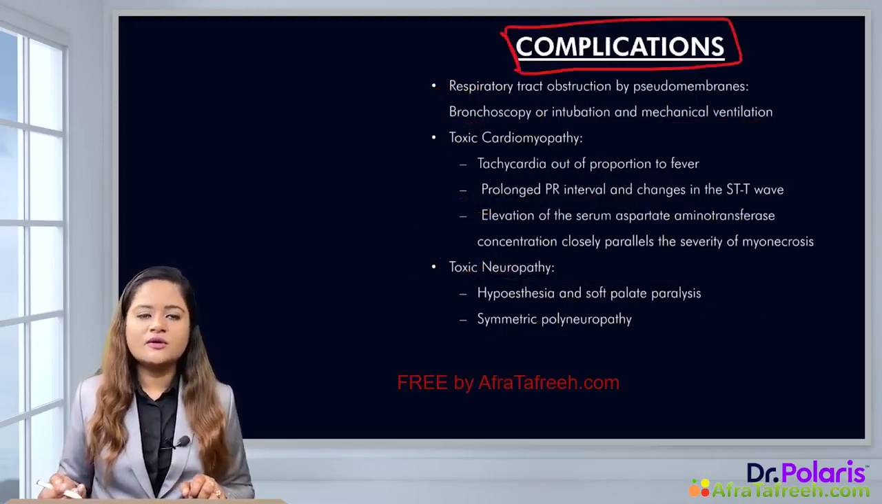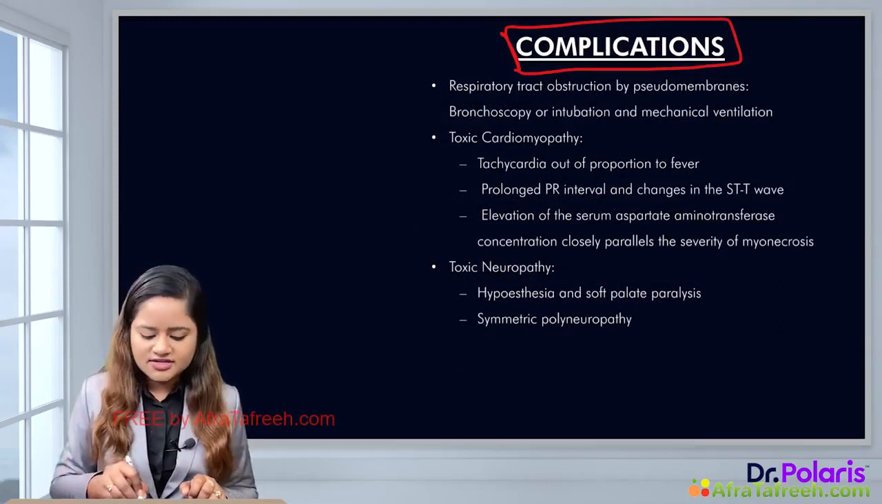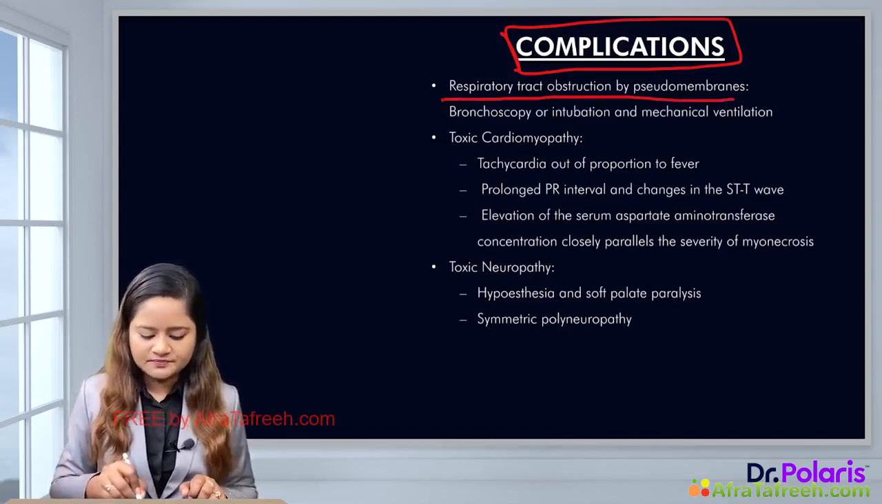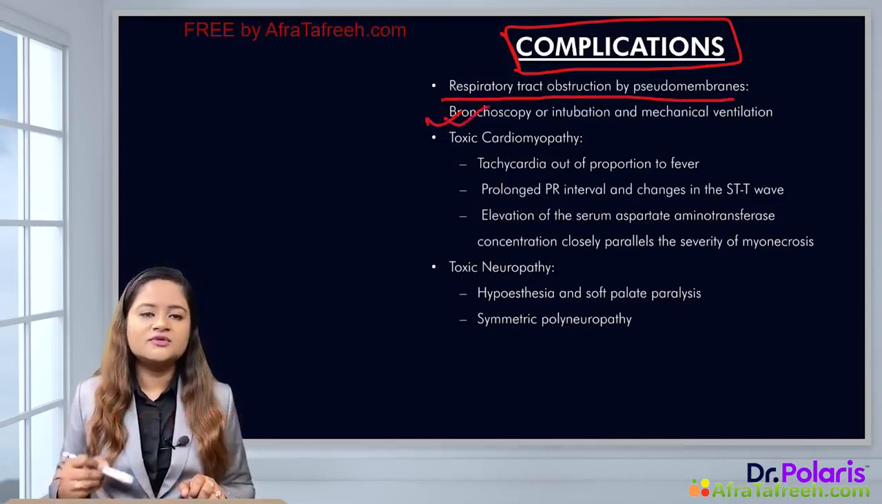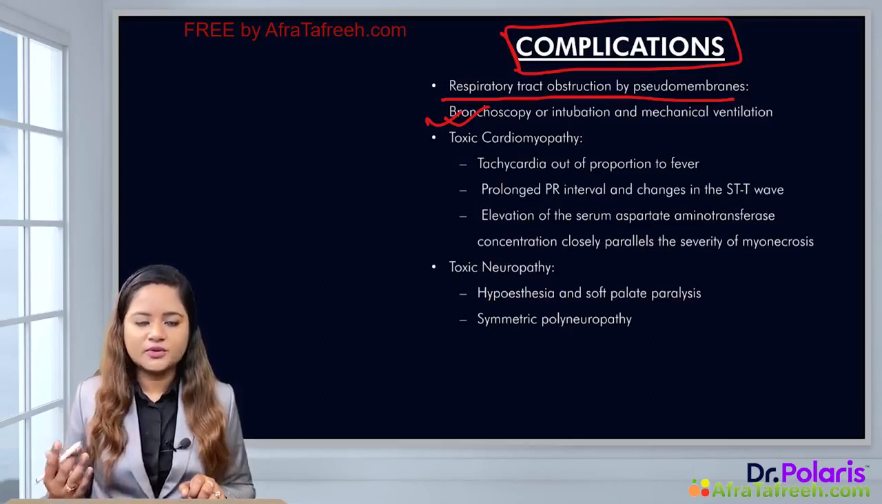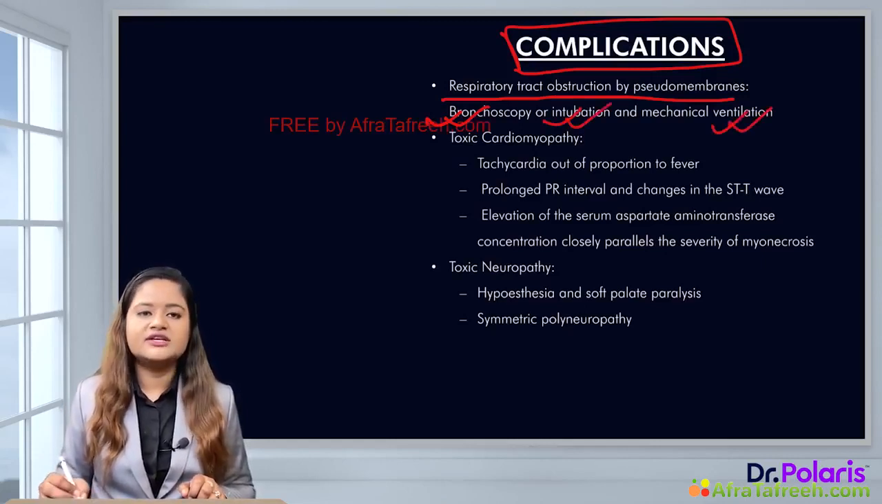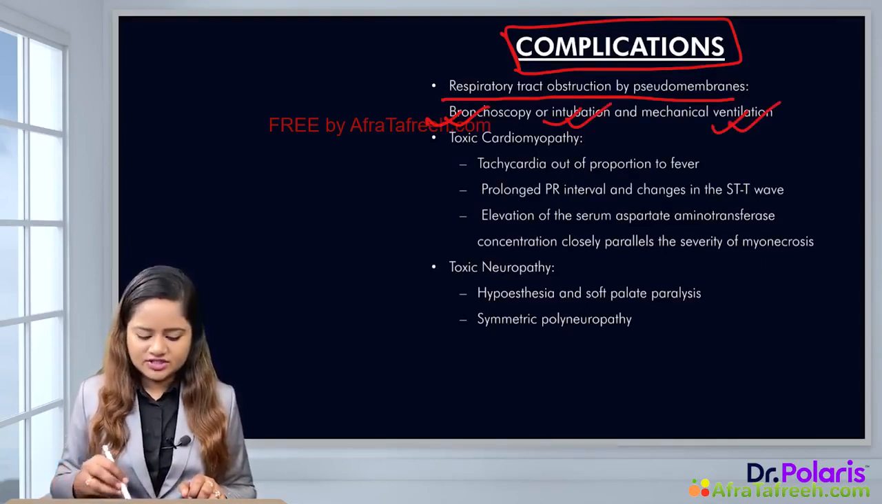So the most important complication is respiratory arrest that can happen because of obstruction. So respiratory tract obstruction by the pseudomembrane is the most dreadful complication. A bronchoscopy might be needed to evaluate the exact formation of the pseudomembrane, which can be easily visualized on doing a bronchoscopy. It might require an intubation and a mechanical ventilation support for assisted ventilation.